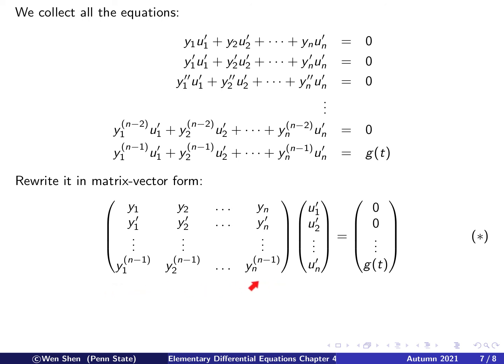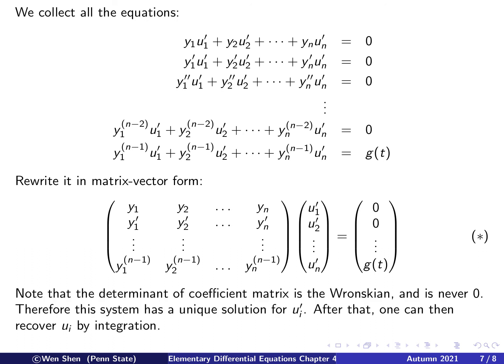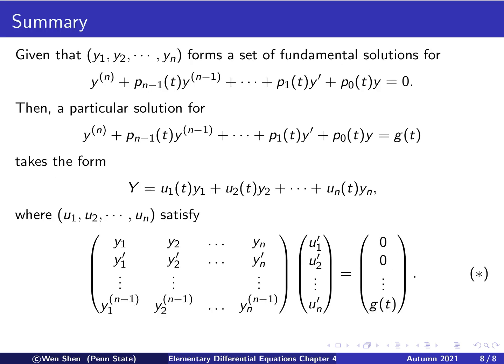Okay, so what is the determinant of this matrix? We see that it looks very similar. In fact, we recognize this as the Wronskian determinant. And is it 0? Well, it depends on whether all the y's are linearly independent. Since the starting point is that all these y's are a set of fundamental solutions, which means they are linearly independent, the Wronskian, the determinant of this, is never 0. Therefore, we can solve this system for any given g(t) to obtain a unique solution for the ui primes. And once you have obtained all the derivatives ui prime, then you can integrate to recover the ui's, the coefficients.